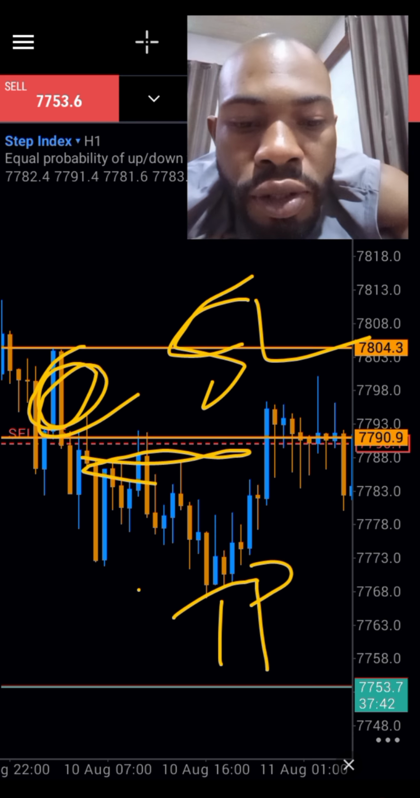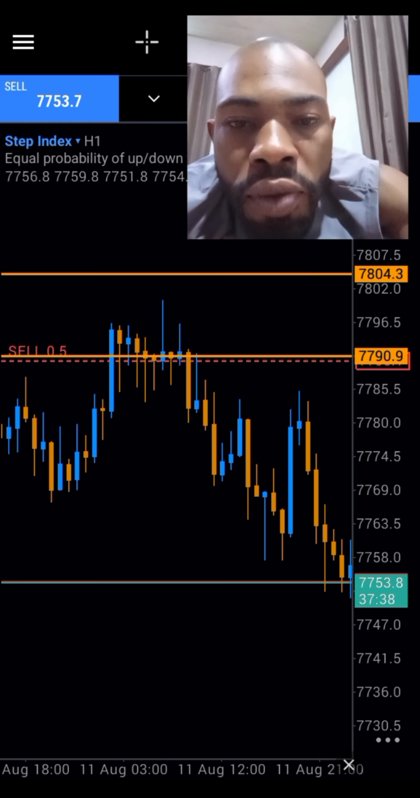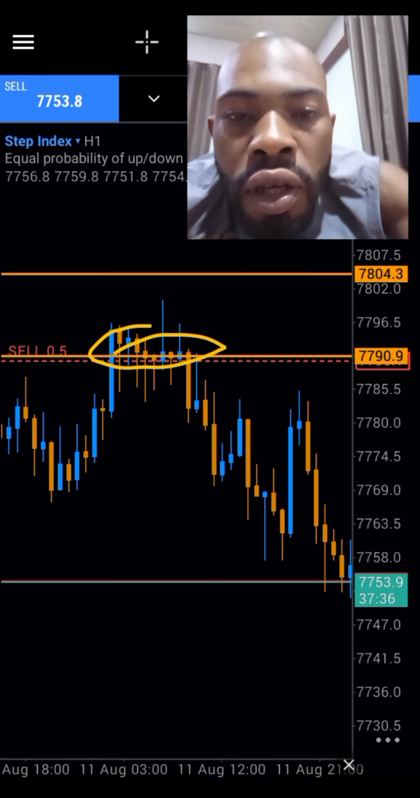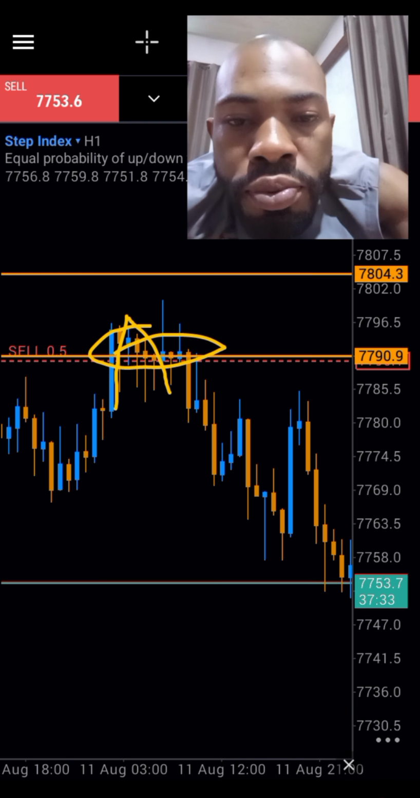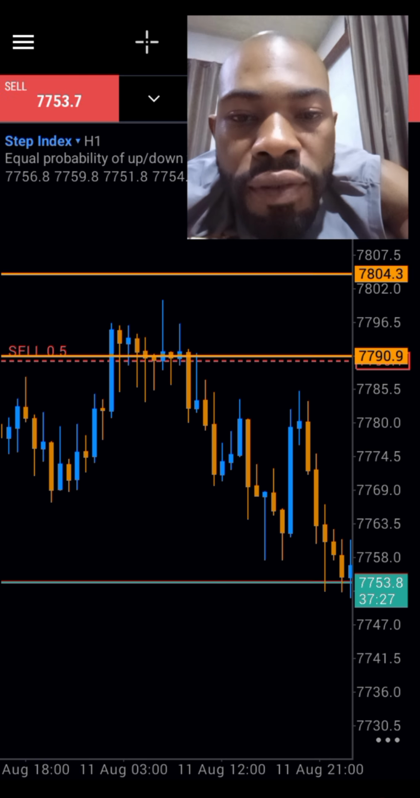All right, that is our take profit. And the market comes here, moves a little bit up, then comes down. Then if you go to the 15 minutes time frame, you see a clear confirmation.